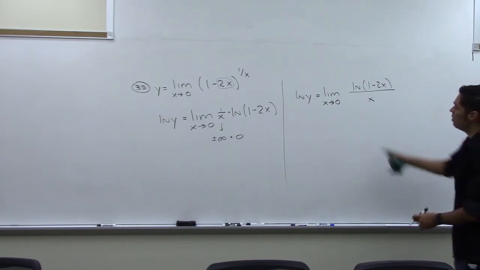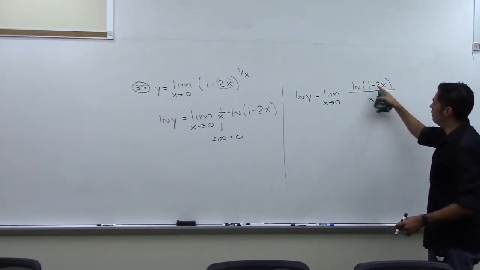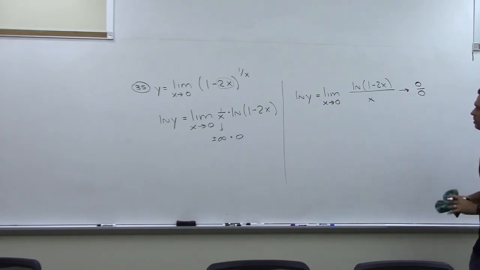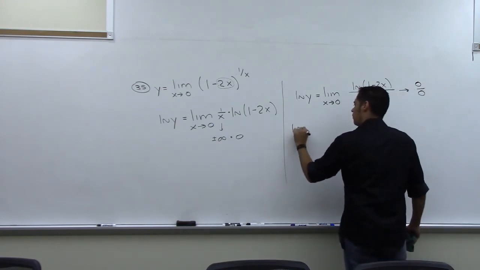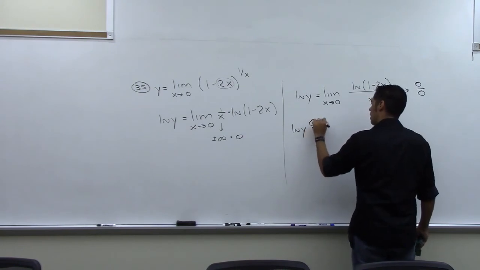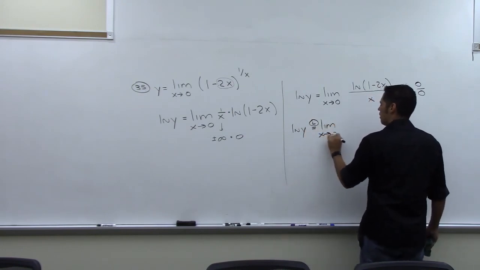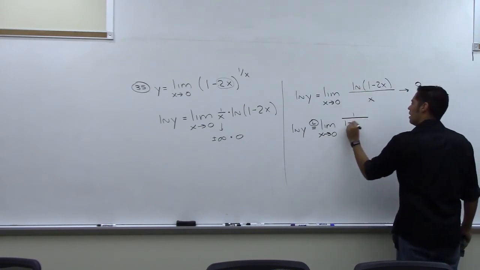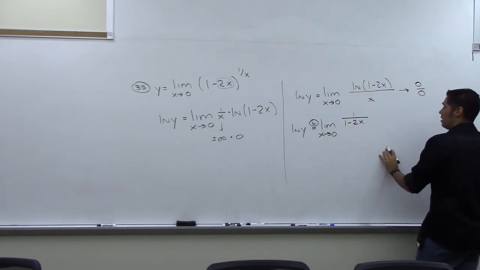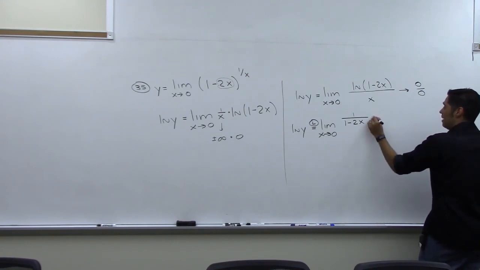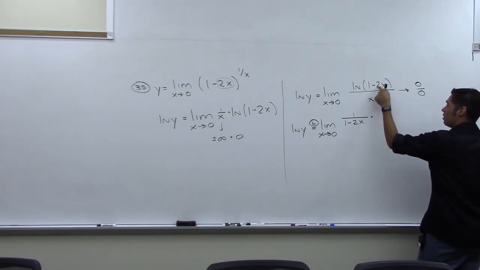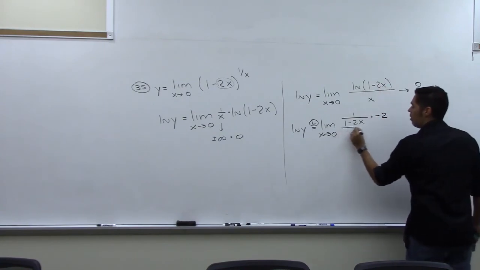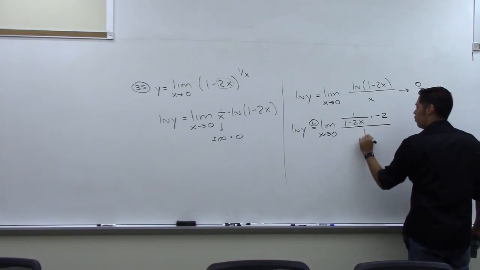Now as x goes to 0, we already know this is natural log of 1. Natural log of 1 goes to 0, the bottom goes to 0, and we're in business. L'Hopital's rule. Natural log y equals, by L'Hopital's rule, I'm going to take the derivative of the top. Derivative of natural log of something is 1 over 1 minus 2x. So that's 1 over what was inside, times the chain rule, the derivative of what's in here. Derivative of 1 is 0, derivative of negative 2x is negative 2. And that's all over the derivative of x, which is 1.